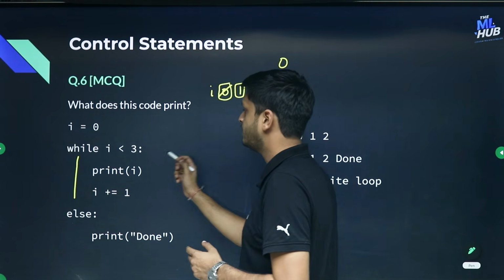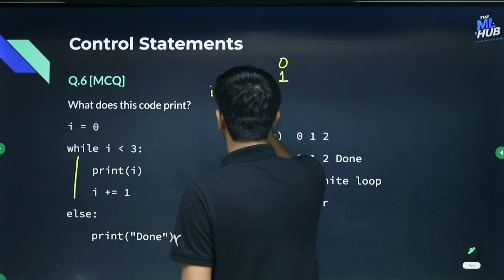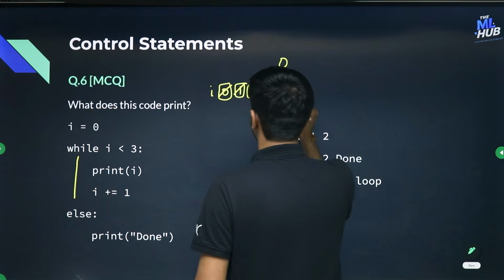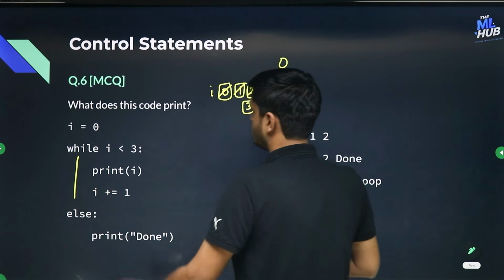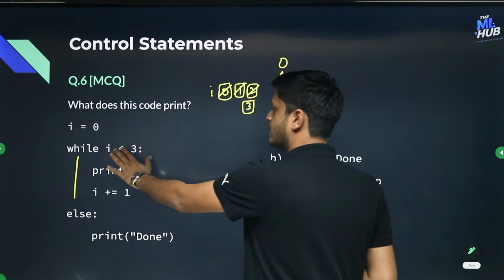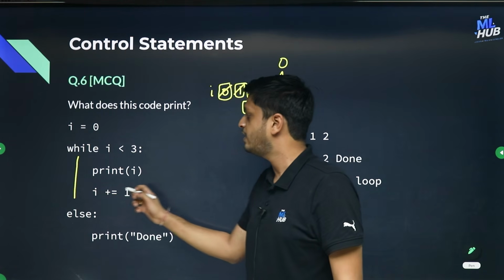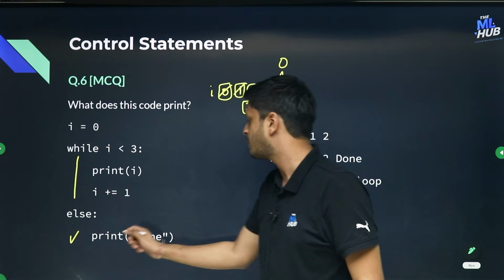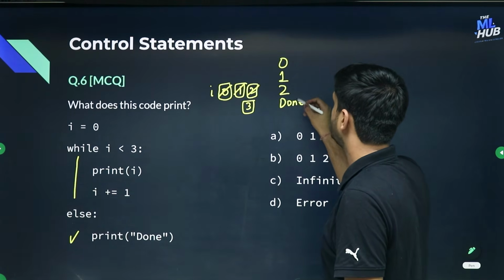Now again I is 1. Is 1 less than 3? Yes, 1 is less than 3, so 1 will be printed. And I will be incremented to 2. Is 2 less than 3? 2 is also less than 3, so 2 will be printed. And again I will be incremented by 1, so I will become 3. Now is 3 less than 3? 3 is not less than 3, so the condition will break out and we will come out. Condition is false. We did not run break as the last statement, and hence else will execute and we will print done as well. So the output will be 0, 1, 2, done in new line.